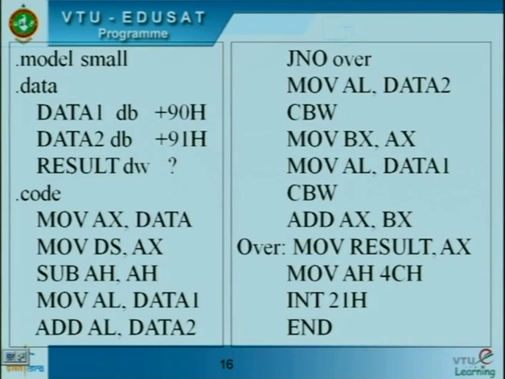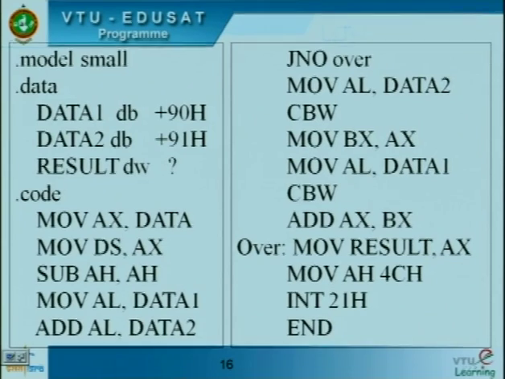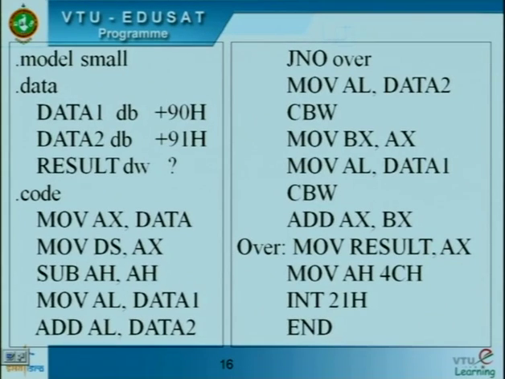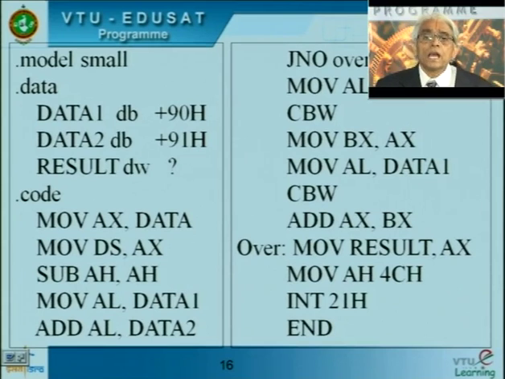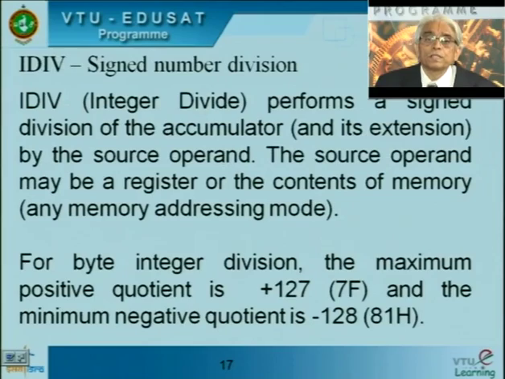Now, AX is being stored into the result, and as you know, for normal termination, we have MOV AH, 4C hexa and INT 21 hexa, and end the program. Having mentioned this, now we know how we can use convert word to double word or convert byte to word to do the particular operation. Now, let us go to the next instruction which we are interested in, especially with respect to signed numbers.